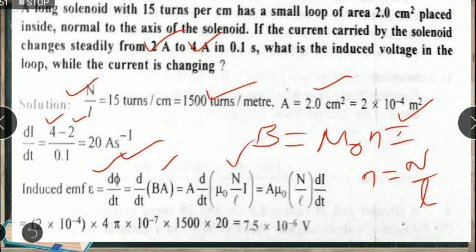Differentiate. Here mu naught is constant, N by L is also constant. Take that outside and finally what you will get? A mu naught N by L into dI by dt.